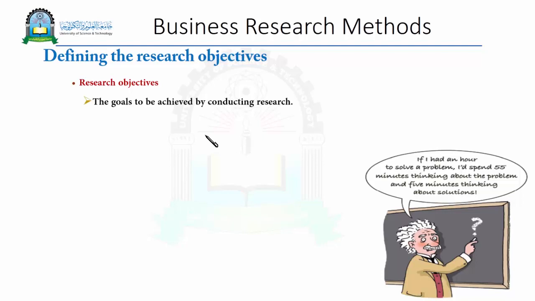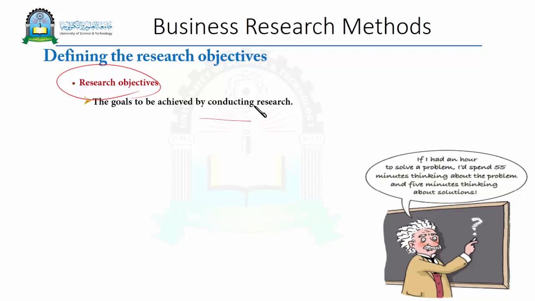So as we said, different steps. The first step is going to be defining the research objective. So if the researcher is going to identify the objective from the beginning, his research process is going to be easy, and the research journey is going to be very easy, and he can reach the destination he has identified. So the goals to be achieved by conducting the research must be identified from the beginning.